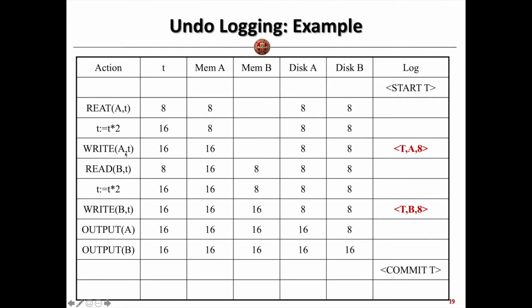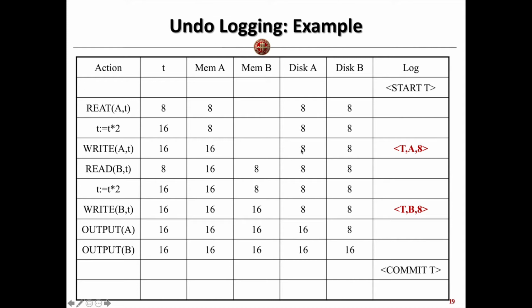And we can do the write A, T. We know in the following step we have to output A. However, in the previous page we mentioned one rule for undo logging. It's called write-ahead logging. In other words, before we write the A value back to the disk, we have to add one entry to the log file. So we have to add one record to the log file after we finish write A, T, even though right now we haven't written the A value back to the disk yet.